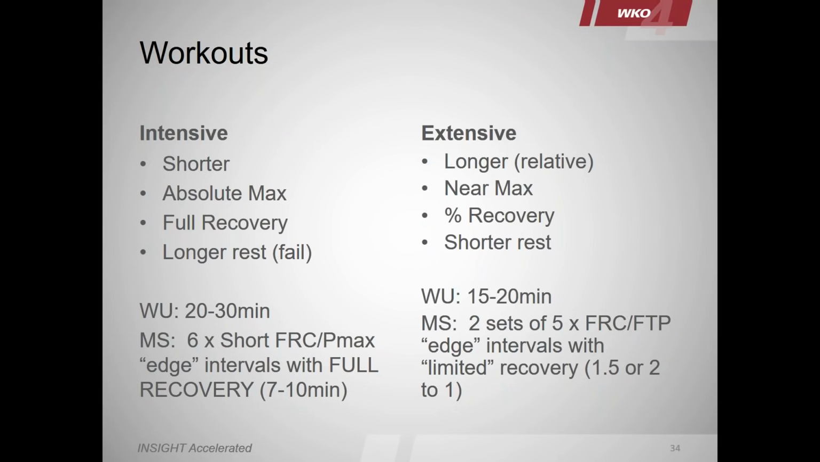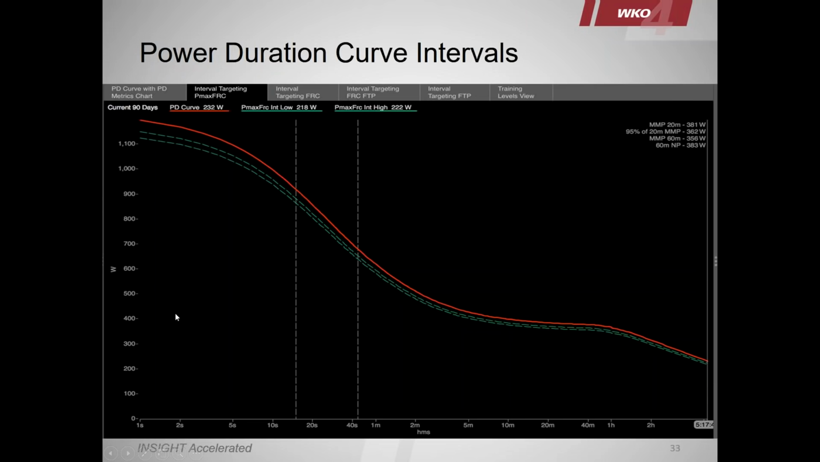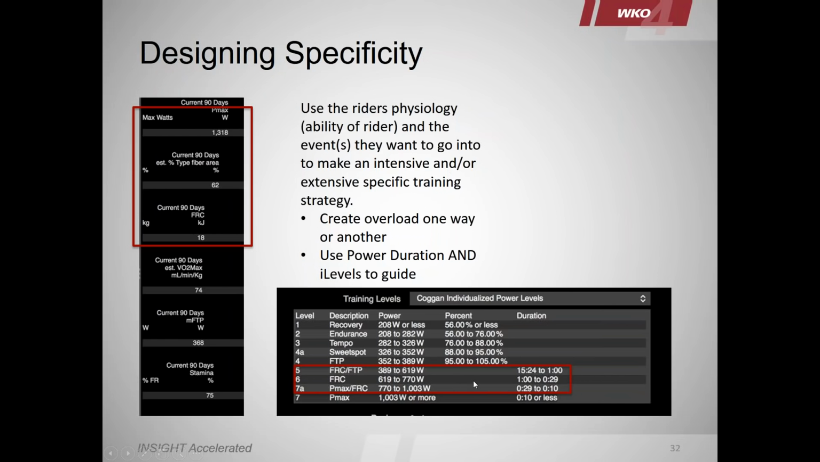And he's totally right, because we lack patience, we associate just pain and gain, and we just want to ride our bikes, right? If you really want to improve your FRC power, do maximal intervals. So 6 times short FRC Pmax on the edge intervals. So I'm telling you, right on the edge with the FRC Pmax. So if you're looking here, you're right here.